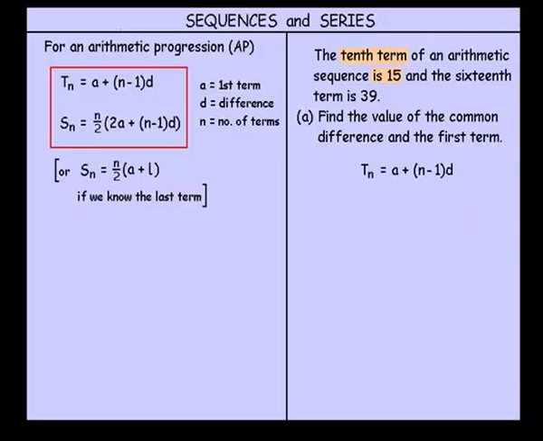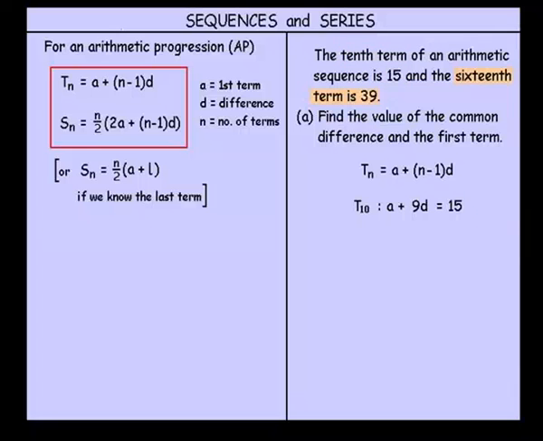Now firstly, the 10th term is 15. So we'll consider what T10 would be. Using the formula, we'd get A. Now the n minus 1, well, we're talking about the 10th term, so n is 10. So 10 minus 1 is 9. So we'd get A plus 9D as the 10th term. We're told though it equals 15, so we set it equal to 15.